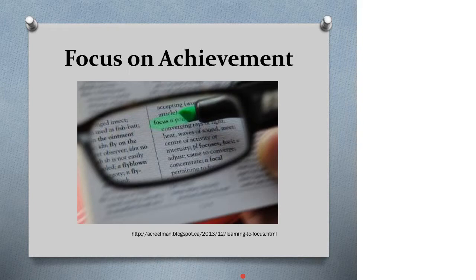So base evaluation on student achievement and student achievement only. Evaluation should represent the extent to which the intended learning outcomes were achieved by the student. They should not be contaminated by student effort, tardiness, misbehavior, and other extraneous factors. If they are permitted to become part of the evaluation, the meaning of the evaluation as an indicator of achievement is lost.